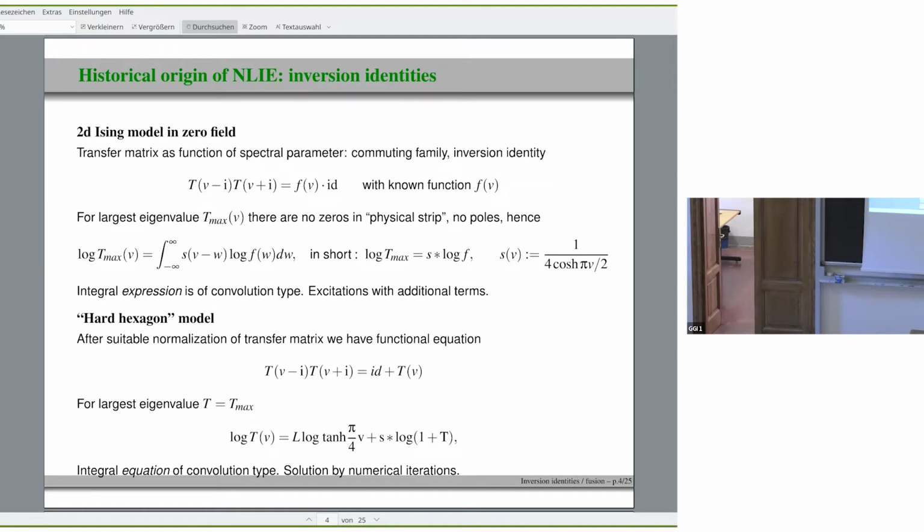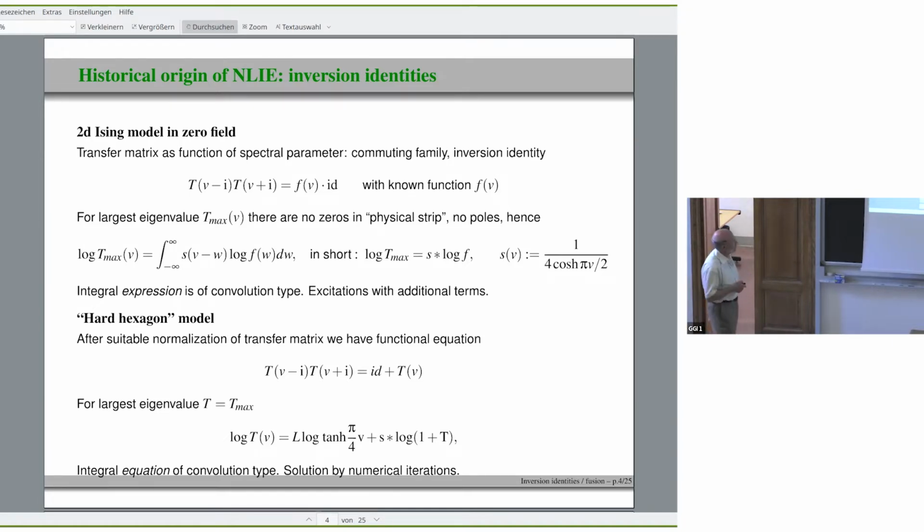Now, to make the story short, this functional equation holds for all eigenvalues, and for the largest eigenvalue we have the properties that in the so-called physical strip we have analyticity and absence of zeros. And then, of course, we can solve this functional equation in a simple way. We take the logarithm, and then we introduce the Fourier transform, and the functional equation turns into a linear equation for the Fourier coefficients. It decouples, and then we identify the Fourier coefficients, and then we transform back.